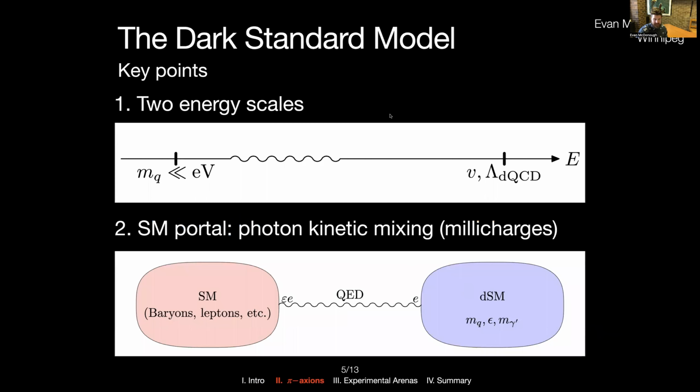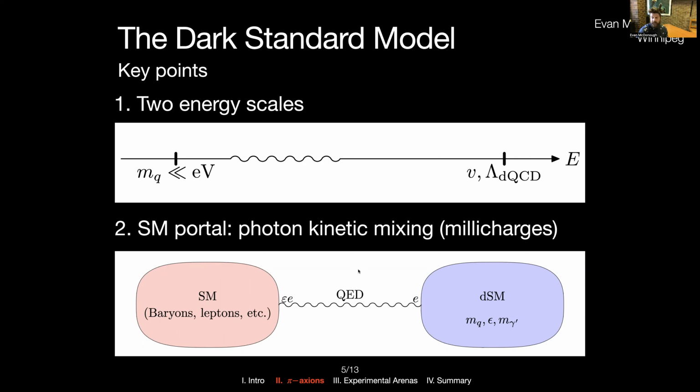The context in which we're thinking about this is a dark standard model. And there are 2 key points. One is we're assuming the presence of 2 energy scales in the model. One sets the quark masses, and the other sets the QCD scale. And we're benchmarking every other scale in the standard model to the dark QCD scale, such as the Higgs VEV.